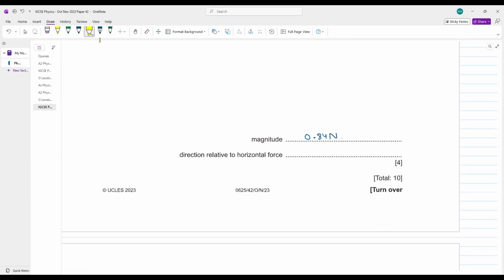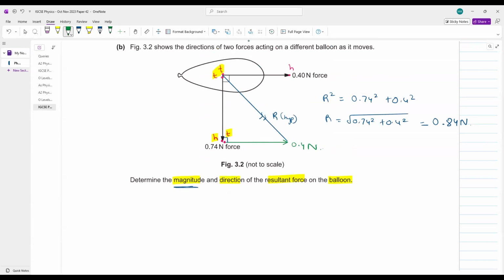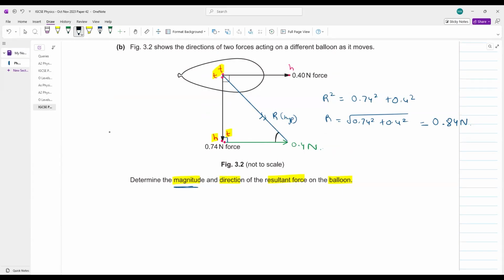Now what do you have to do? You have to calculate the direction of the resultant vector relative to the horizontal force. Which angle do you want to calculate? You want to calculate this angle, this theta. The 0.4 Newton was your horizontal force. You have to calculate this angle theta with the horizontal force.